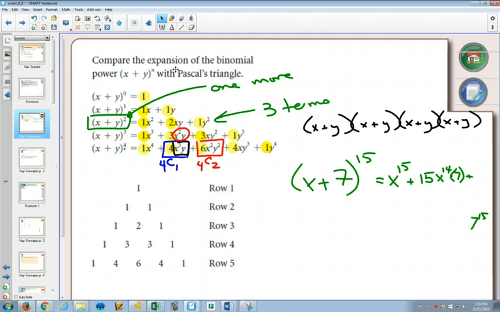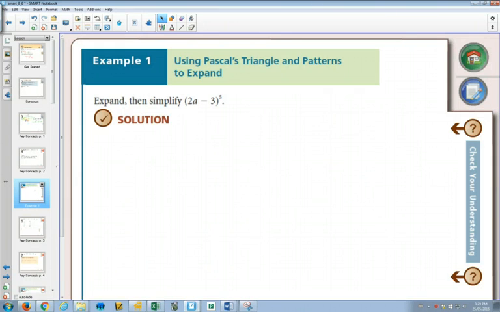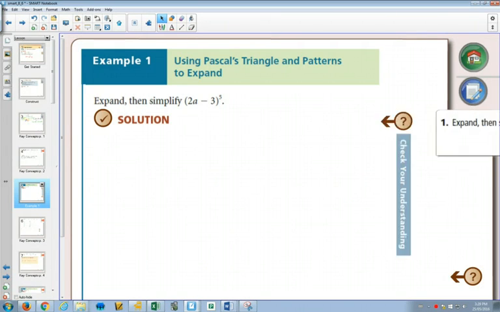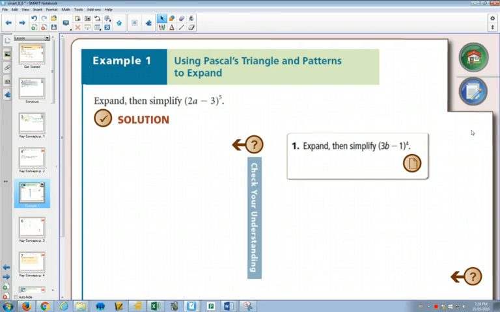Now we're going to be expanding some things with not just 1x and 1y. We'll be expanding whatever we want as the first term and whatever we want as the second term as we go through, as you'll see when we get to example 1 in the beginning of tomorrow's class. Right? You've got a 3b minus 1 to the power 4.